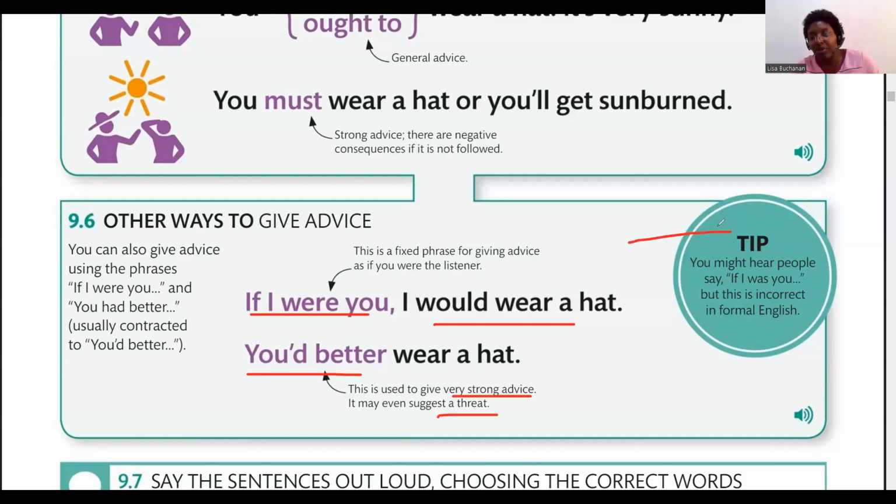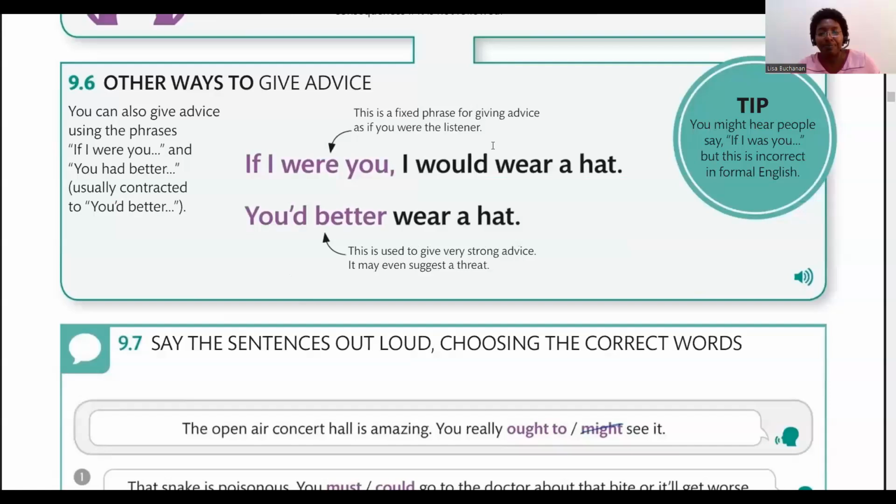Here's a tip box. You might hear people say, if I was you, but this is incorrect in formal English. We do want to say, if I were you, if I were you. That's the correct way to say it. We're going to continue on.